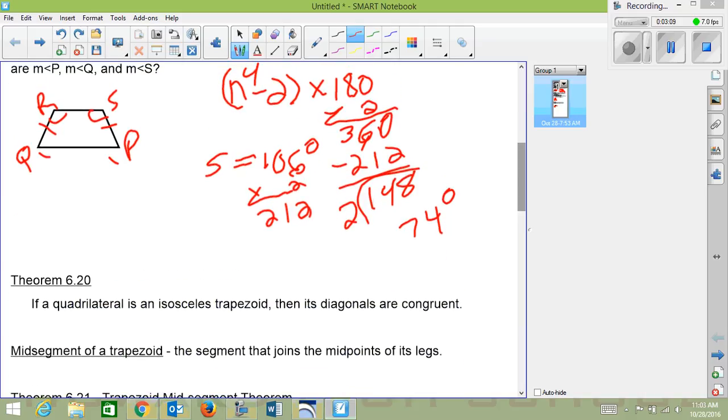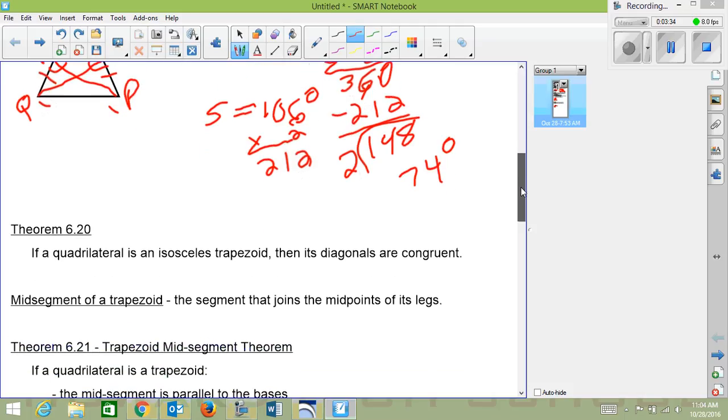Theorem 6.20: if a quadrilateral is an isosceles trapezoid, then its diagonals are congruent. That would make sense, because if I put the diagonals in here, they'd have to be congruent. These two sides are equal. It's an isosceles trapezoid. These sides are parallel, so there's no other angle at which it can go. Those two diagonals would be congruent.